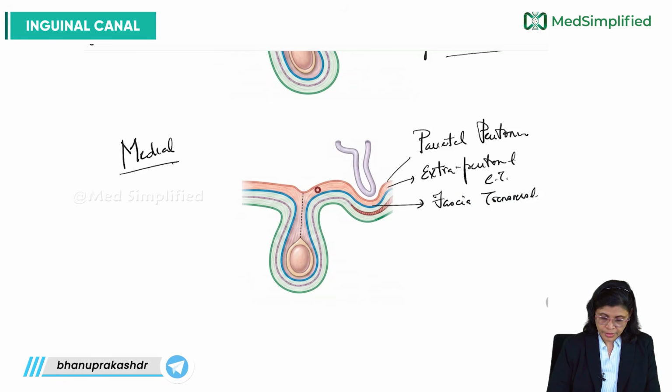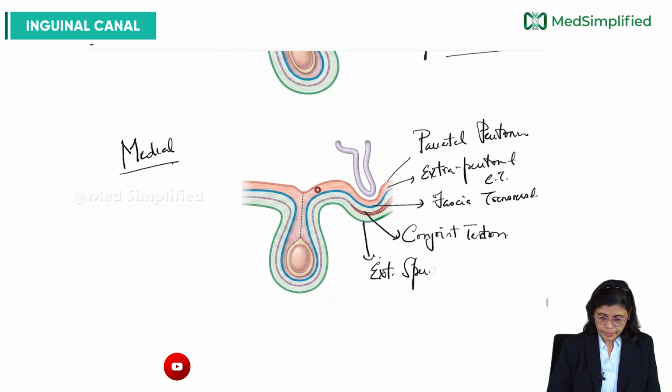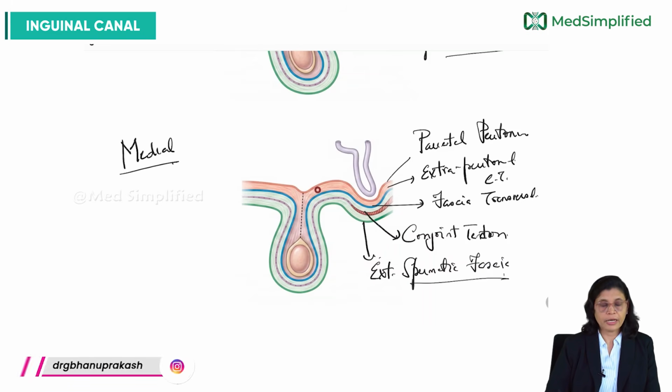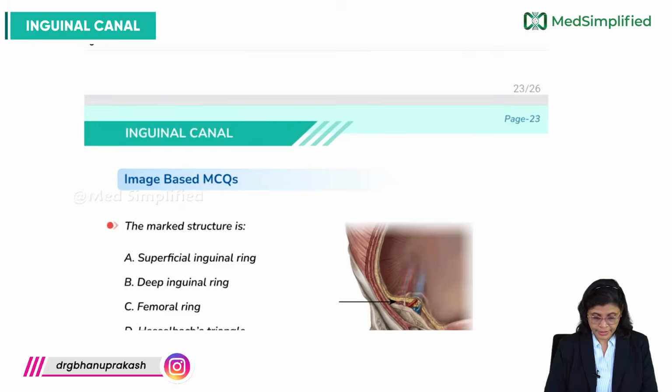Then we have the conjoint tendon. Conjoint tendon we will see here. And we don't see the cremasteric fascia there. Conjoint tendon is seen and we see the external spermatic fascia. So this is how the coverings will differ for the medial and lateral direct hernias and indirect inguinal hernias.